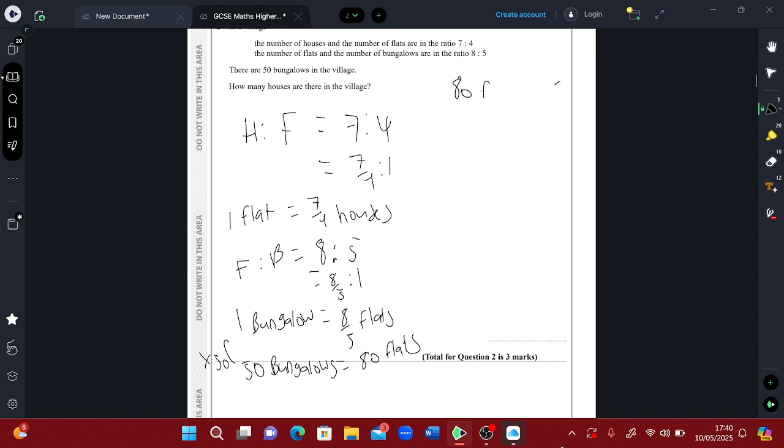Okay. But we need to know how many houses there are, right? Because something houses. But we know, let's get rid of that then, that's the aim. But we know that one flat is 7 over 4 houses.